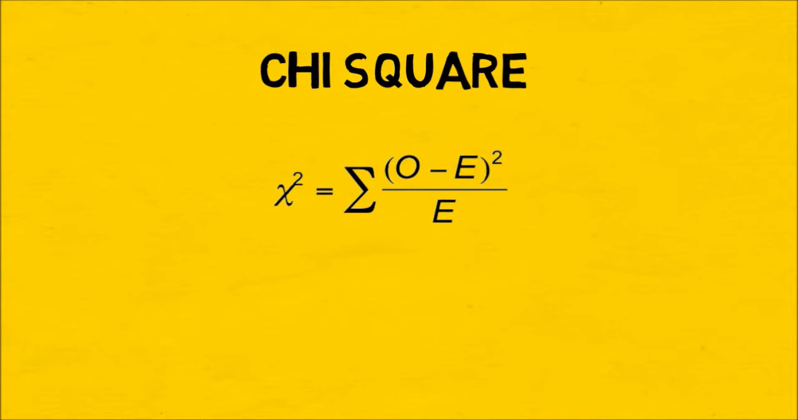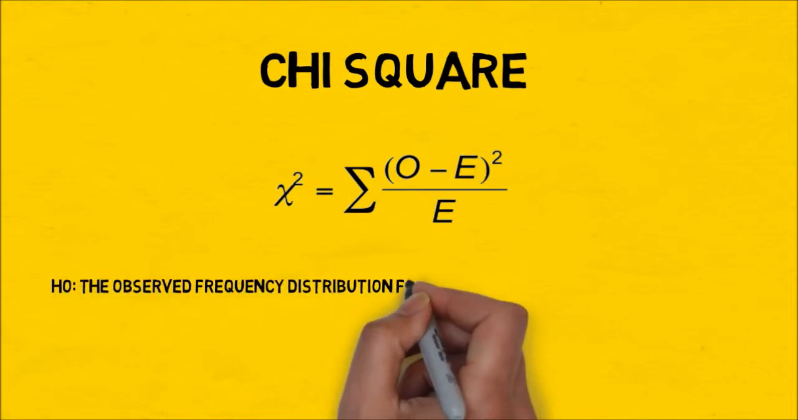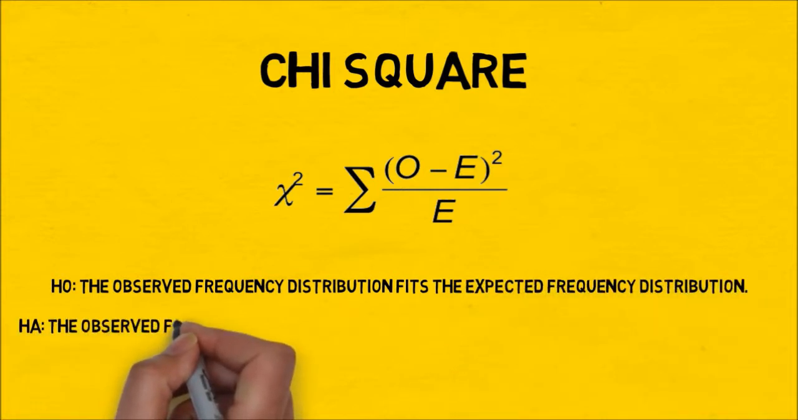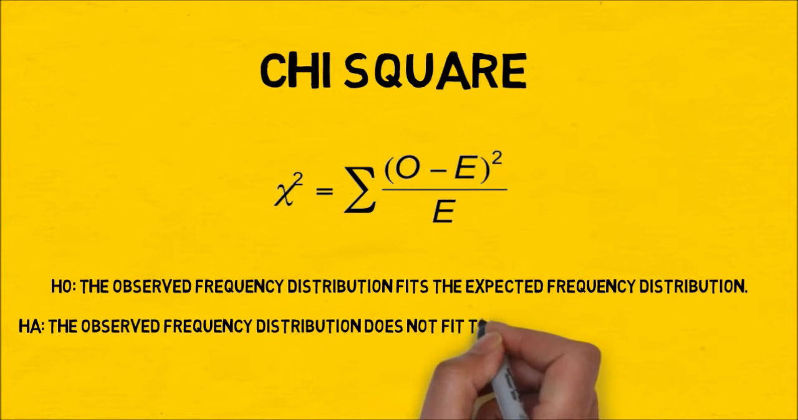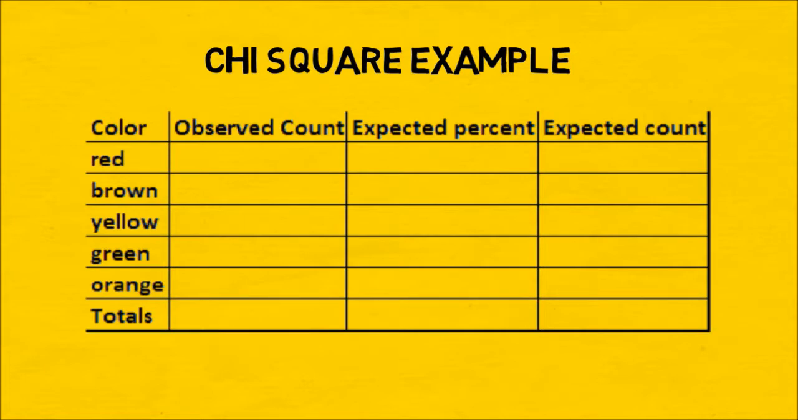The null hypothesis in chi-square is that the observed frequency distribution fits the expected frequency distribution. Now, the alternative hypothesis is that the observed frequency distribution does not fit the expected frequency distribution. I know, it's not as simple as I said it would be. So let me explain this to you with an example.